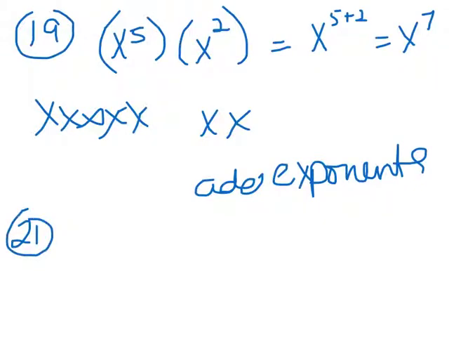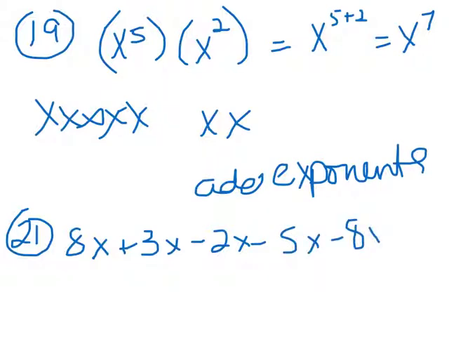And then on 21, we have 8x plus 3x minus 2x minus 5x minus 8x. Isn't this just like that table? It's just that we're going to put an x on the numbers. Really? It's like what we were just doing in that table that y'all don't like very much. We just got to put an x on the end.